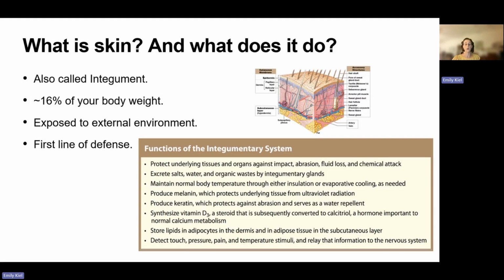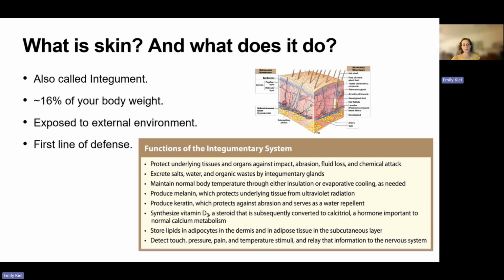And it is exposed to the external environment, so it is our first line of defense. So here you can see we've got the cutaneous membrane we're going to talk about, the subcutaneous layer, or the hypodermis, that's underneath. And then we have several accessory structures. So various glands, hair follicles, we'll see things like our nails, all of those are accessory structures.